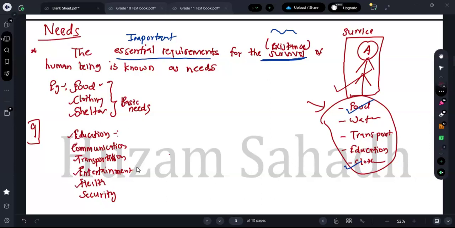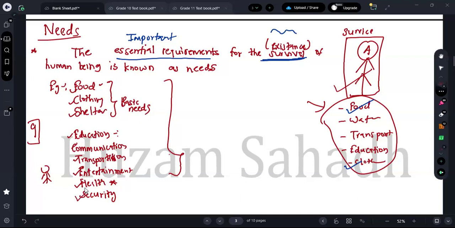What is meant by health? Health means living healthy. Let's assume you have everything. But if you don't have health, can you survive a life? No, you can't survive a life. Why? Because you are not healthy, right? So health also we consider as our need. In order to exist or survive in this world, health is also considered a need, guys.